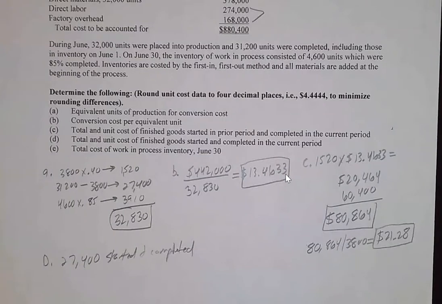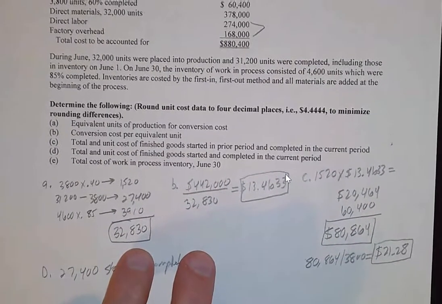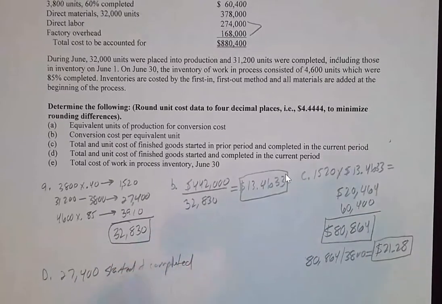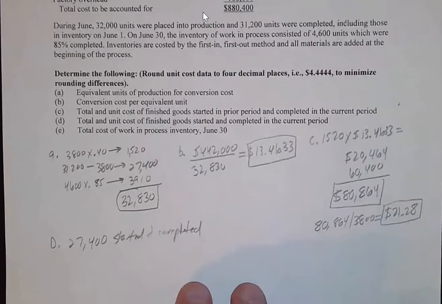They don't ask us for it specifically, but what we're going to have to do is determine our direct materials cost per unit. And so what we're going to use is this 378,000, and we're just going to divide it by the 32,000. And we can do that because materials are added at the beginning of the period.